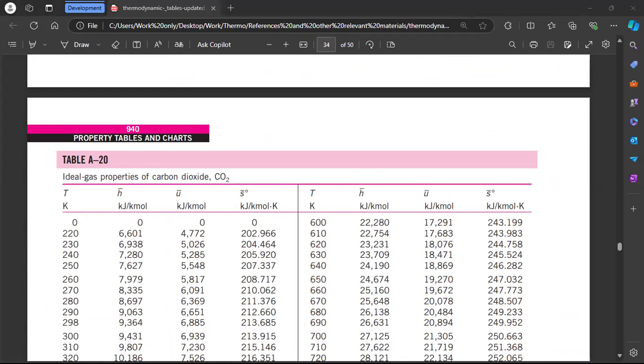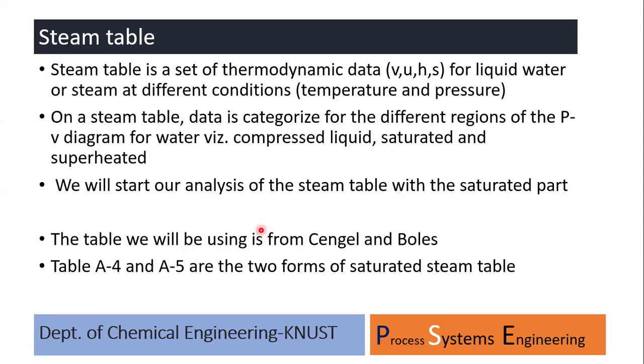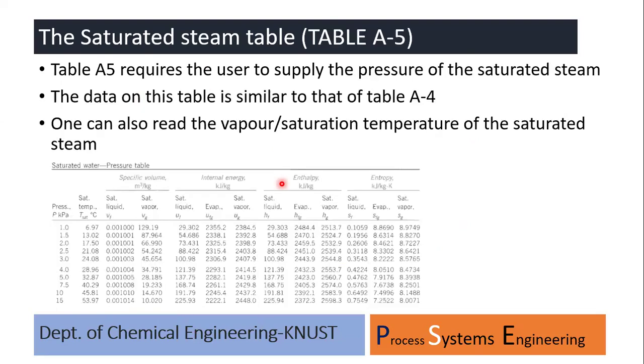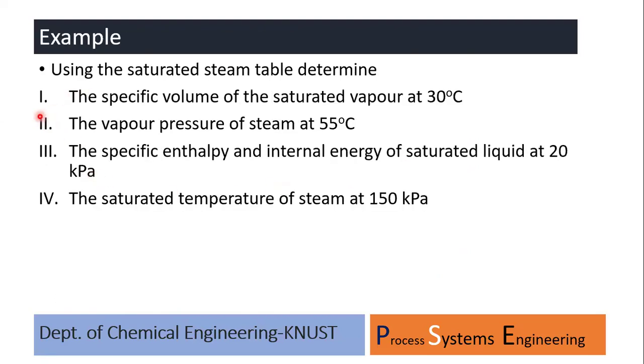Okay, so that's it for the property tables. So we said that we can have steam tables. And for the steam tables, we can use it to determine specific volume, internal energy, enthalpy, and entropy at different conditions of temperature and pressure, right? So I think we've already looked at the steam table. We've already seen how it looks and how we use it. We've spoken about it. So for the steam table, these are some of the things we can do with them.